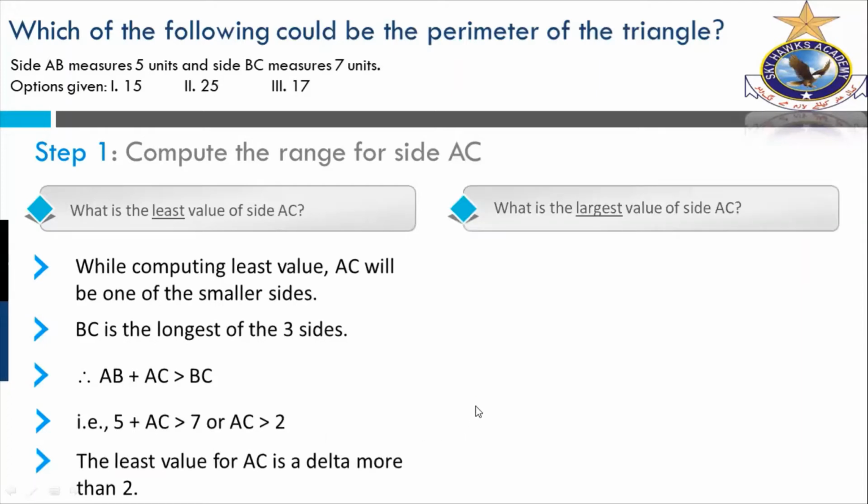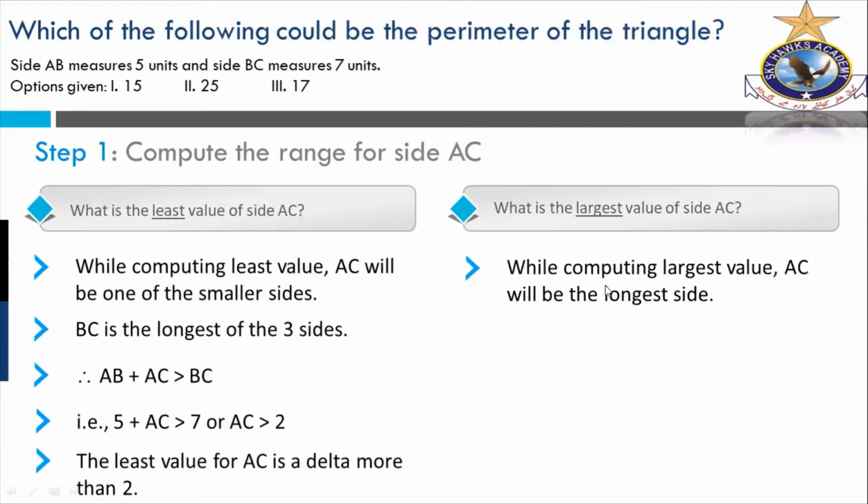Now the second idea: what is the largest value of side AC? Is it like 11? What can you say about the largest value of the AC side? While computing the largest value, AC will be the longest side.